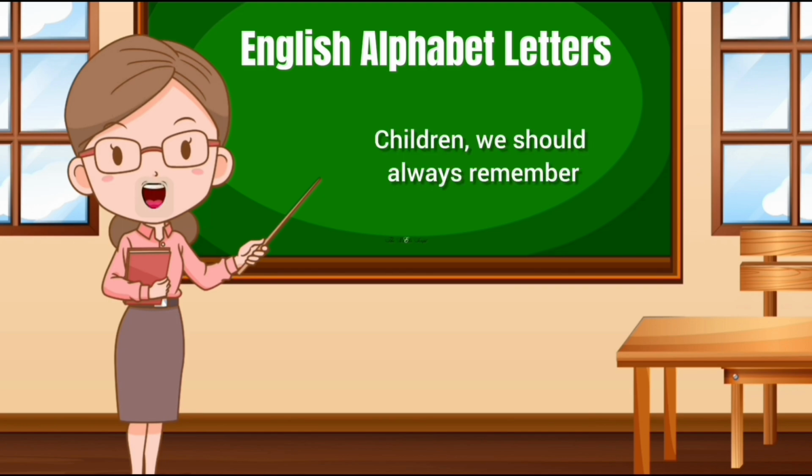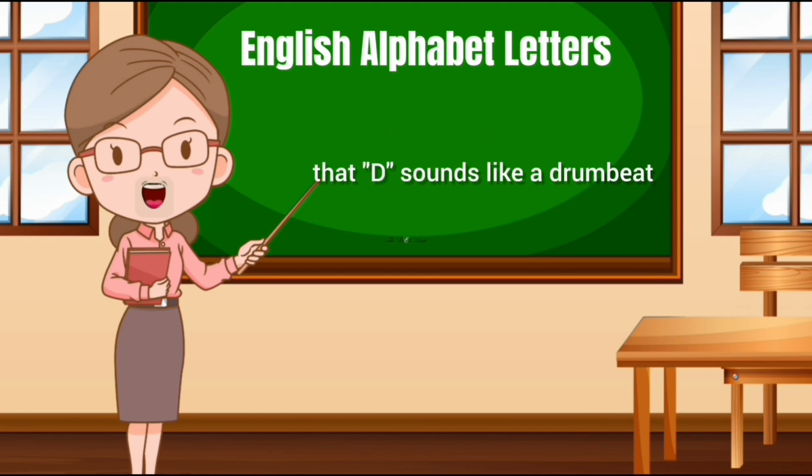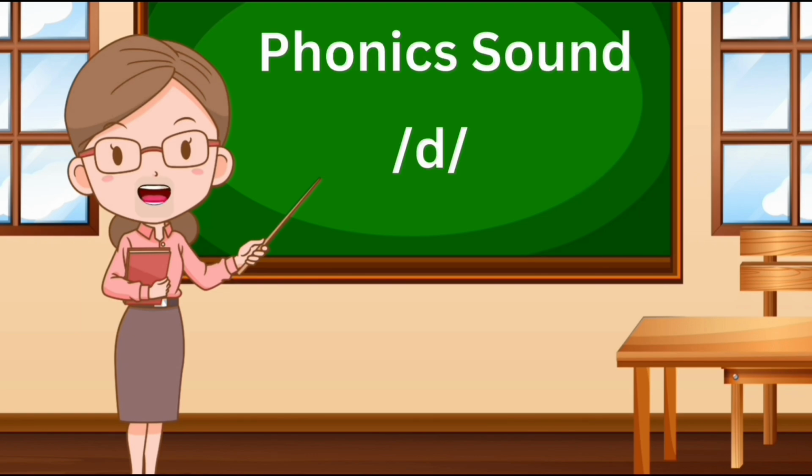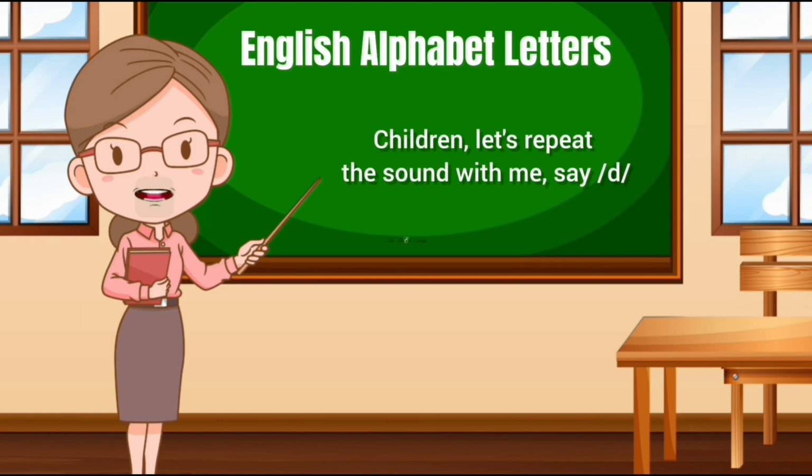Children, we should always remember that D sounds like a drumbeat, which is strong and steady. D sound, as in dog. The phonics sound of letter D is D. Children, let's repeat the sound with me. Say D for dog.